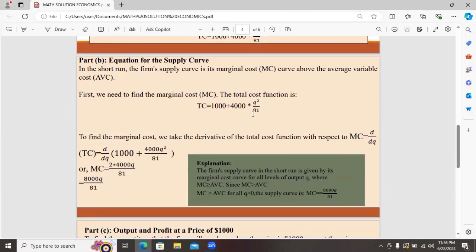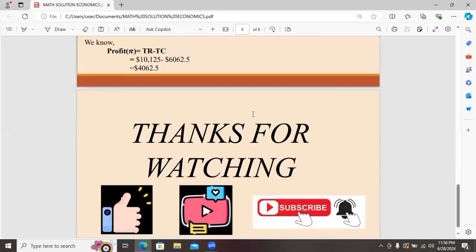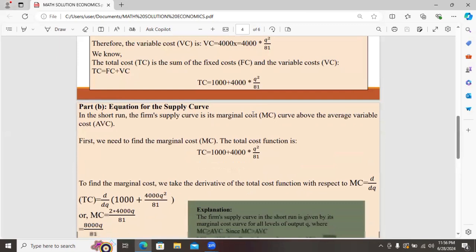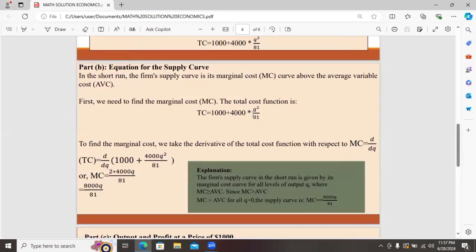As I said, the word short run has great importance in this question. The explanation is that the firm's supply curve in the short run is given by its marginal cost curve for all levels of output Q, where marginal cost has to be greater than or equal to average variable cost. At first we need to find the value of marginal cost. For those who don't know, we have to differentiate total cost in order to find marginal cost.